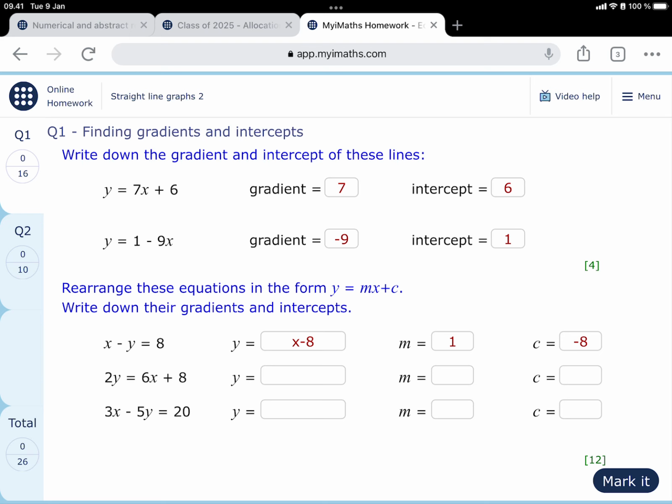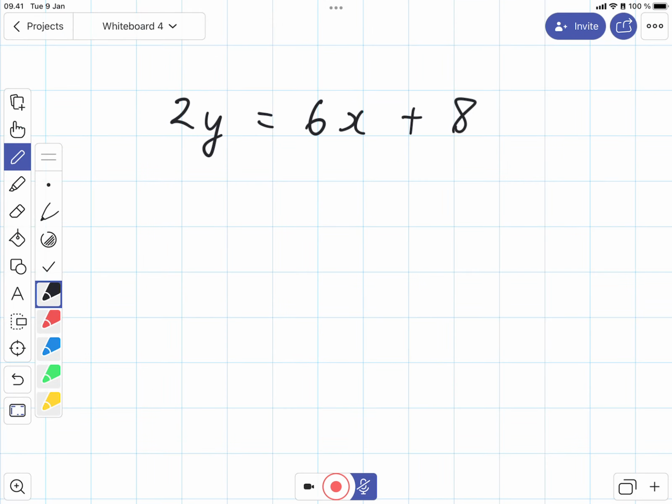Okay, let's have a look at the next bit. 2y equals 6x plus 8. So let's divide everything by 2 to get y equals 3x plus 4. Just dividing everything by 2. Y equals 3x plus 4.